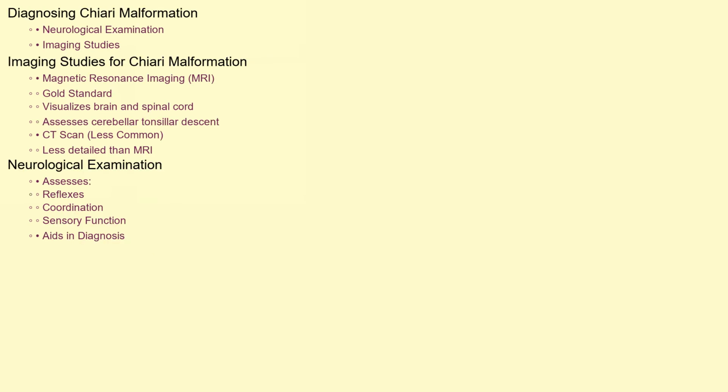Diagnosing Chiari malformation typically involves a thorough neurological examination followed by imaging studies. Magnetic resonance imaging, or MRI, is the gold standard for visualizing the brain and spinal cord. It allows doctors to see the extent of the cerebellar tonsillar descent and any associated abnormalities. A CT scan may be used in some cases, but it provides less detailed images than an MRI. A neurological exam can assess reflexes, coordination, and sensory function, further aiding in diagnosis.